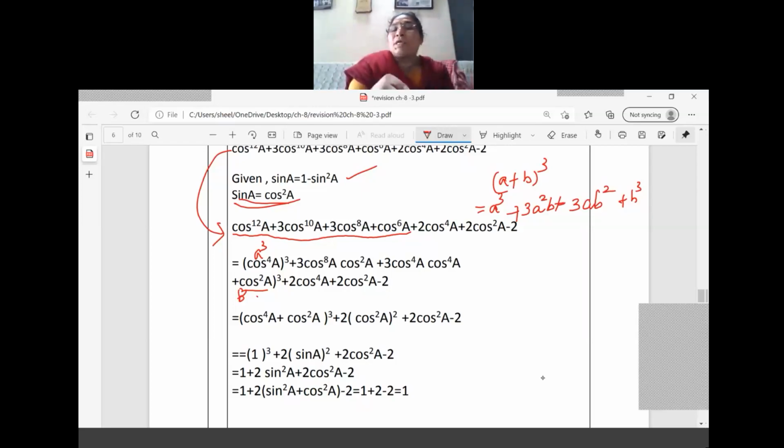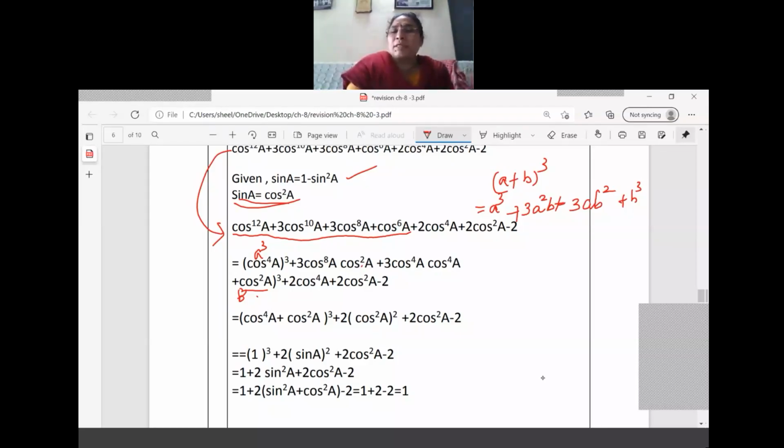So cos raised to 10a, how can we write? Already we know that cos raised to 4a whole cube is there. That means the power is 12. So here we are writing cos raised to 8a, then cos square a only. How are we getting this? It is a square only we want, isn't it? What is a for us? A is cos raised to 4a. So if you square cos raised to 4a, it becomes cos raised to 8a, right?